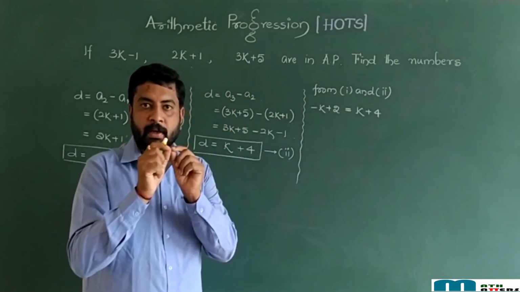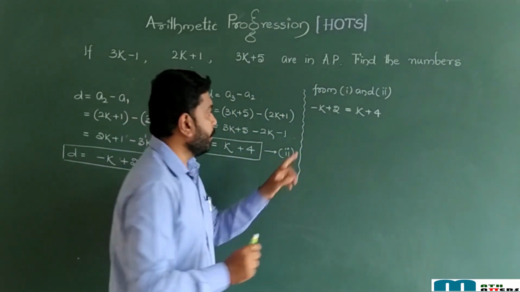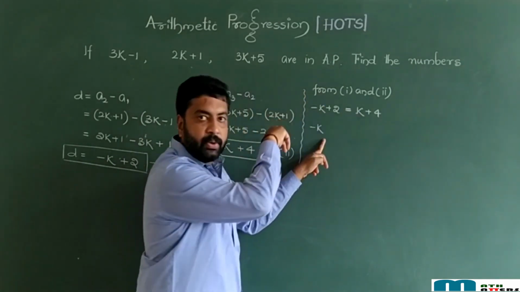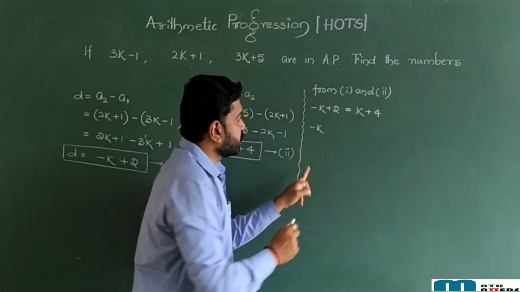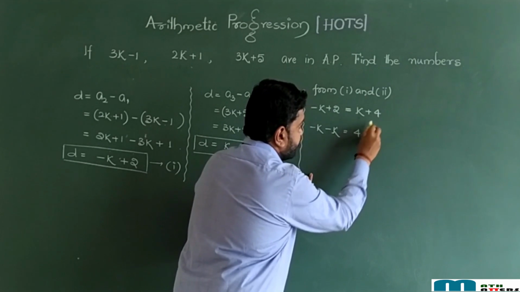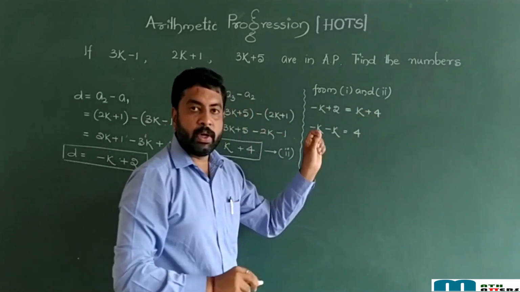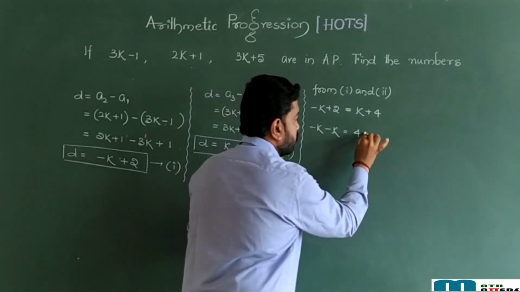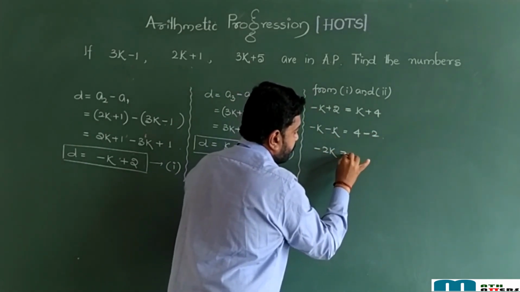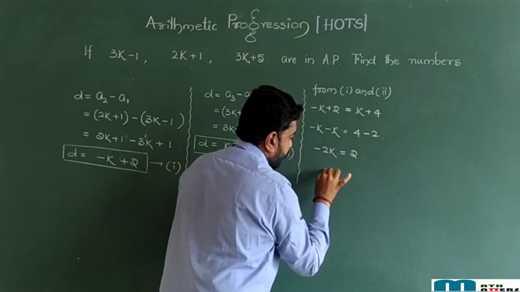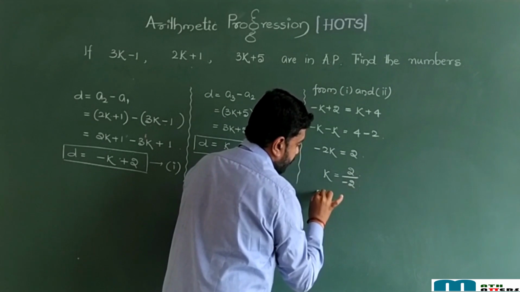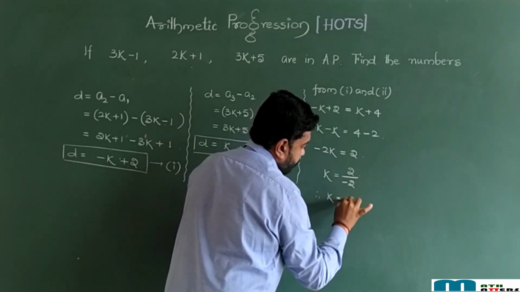So by shifting, I can find the value of k. So this minus k as it is, I'll take this k to the LHS. Therefore, this becomes minus k minus k is equal to 4 as it is, 2 to the RHS, so it will become minus 2. So this is minus 2k, that's equal to 4 minus 2 is 2. k is equal to 2 divided by minus 2. Therefore, k is equal to minus 1.